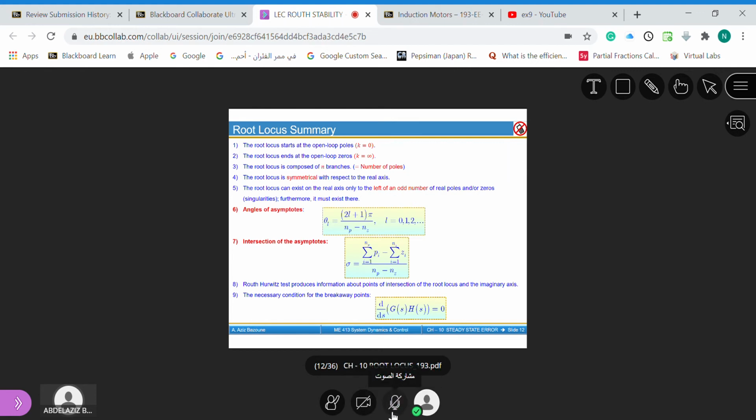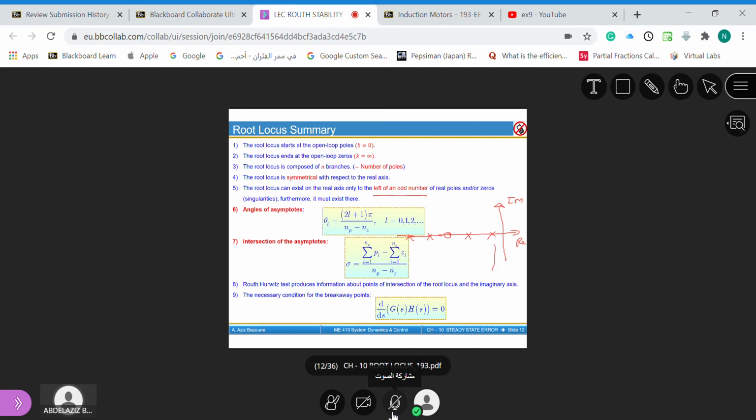I will explain this one, Shabab, left of an odd number. We take here now the singularities. This is the real axis. This is the imaginary axis. Here we have 1, 2, 3, 4, 5. Here, this is the number of poles. Here we are dealing with the number of poles, not the value, Shabab, the number of poles.